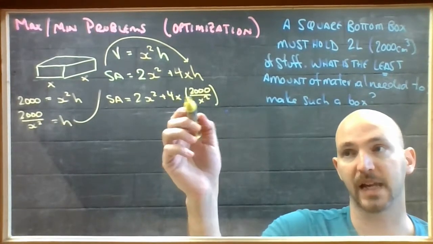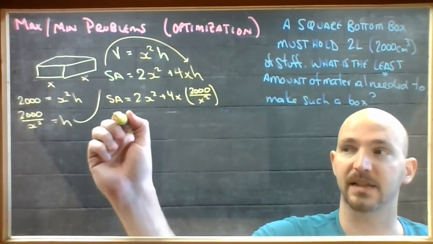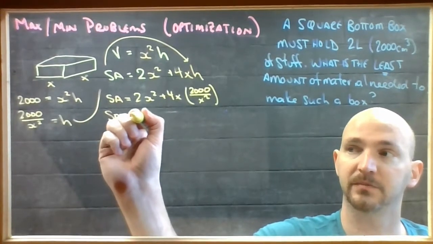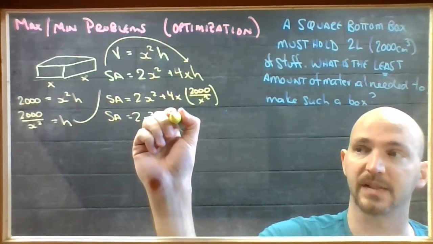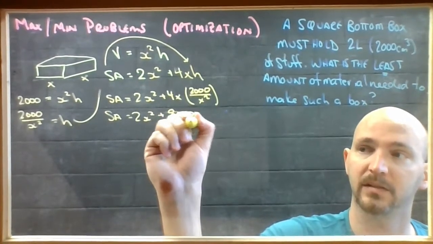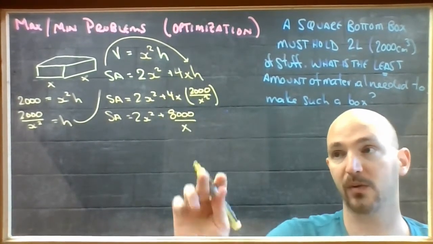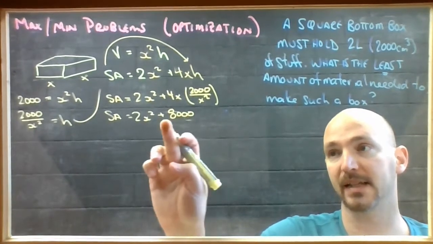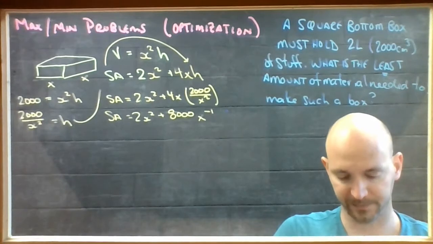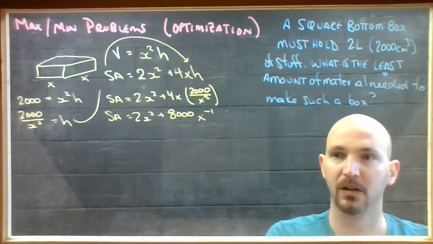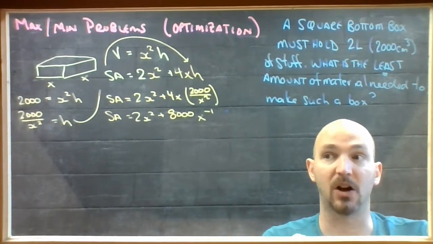And of course, an x over an x squared leaves a single x in the bottom. 4 times 2,000 is 8,000. You could write it like that, or you could write it as x to the minus 1, whichever you prefer. So this is a composite function.